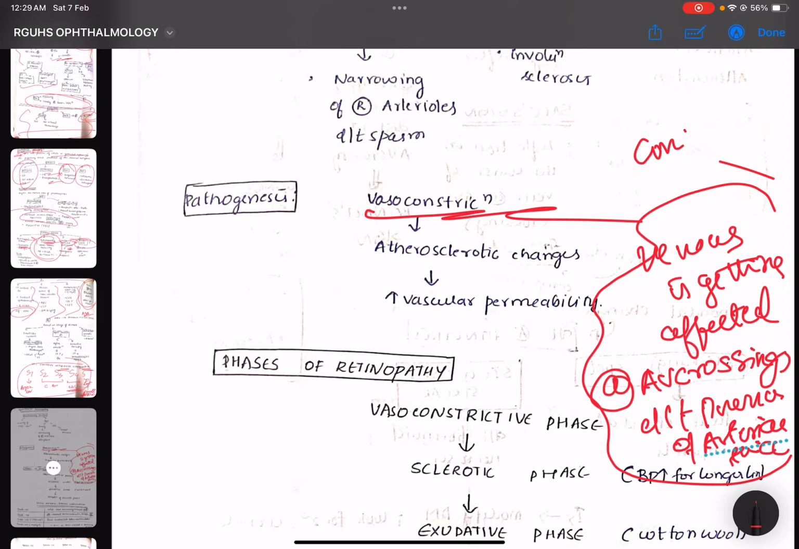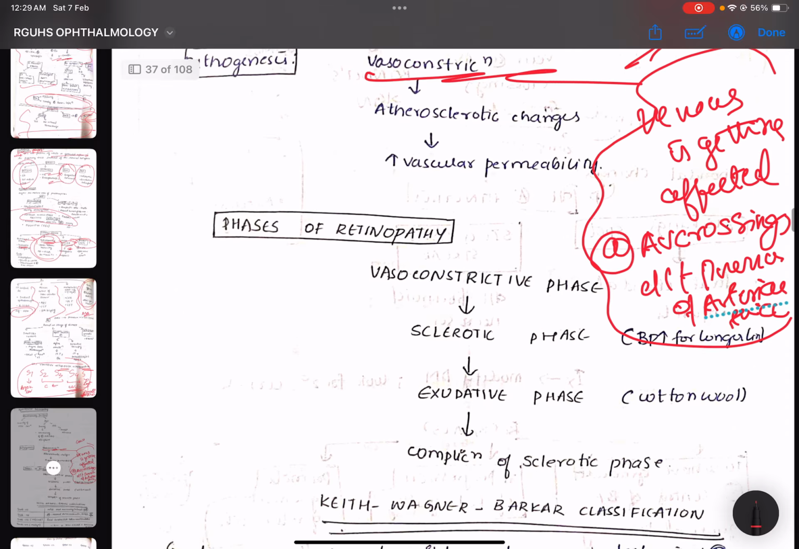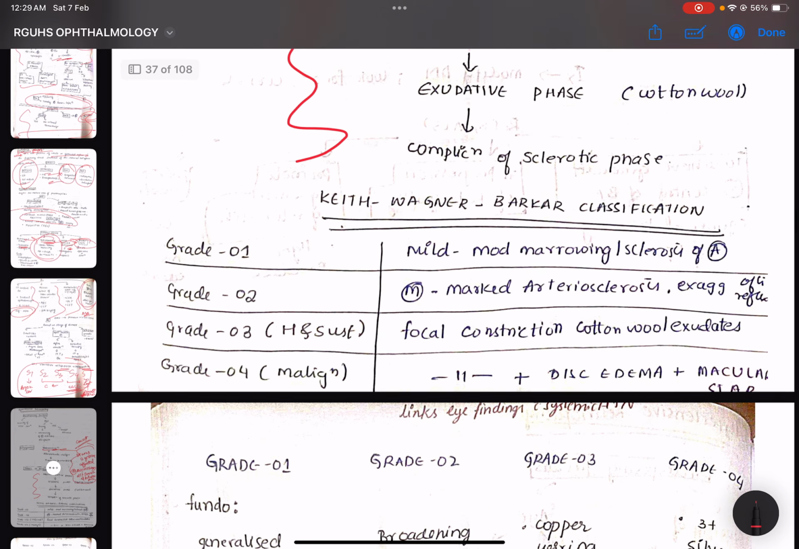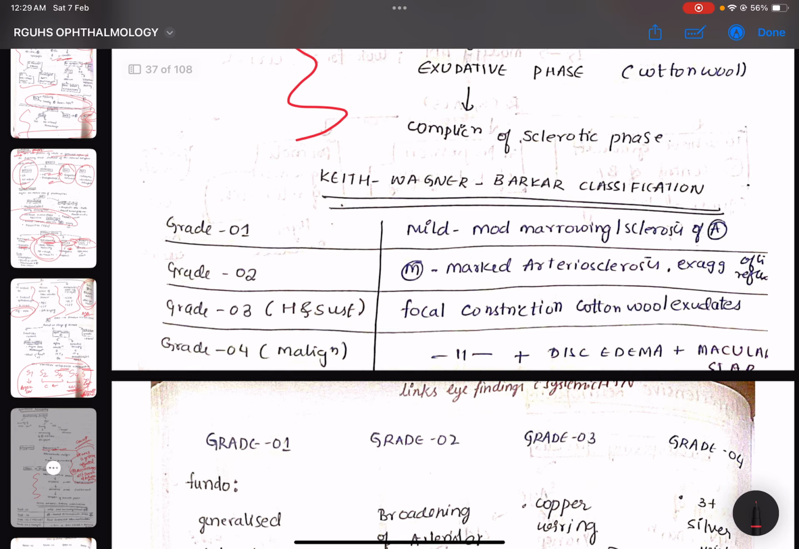This is the concept. Again, these are the phases: vasoconstrictive, sclerotic, exudative. Okay. Again, Keith-Wagener classification. I don't know how many times they would have asked you in the exam. I don't think there is anything else for me to discuss.